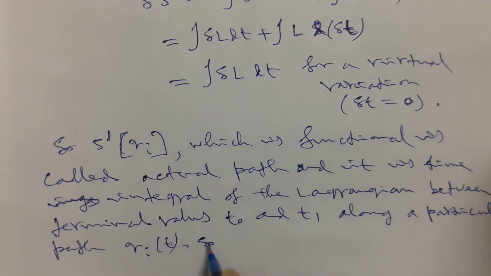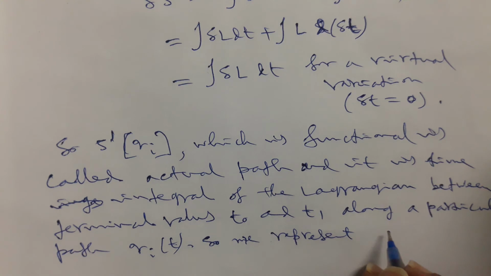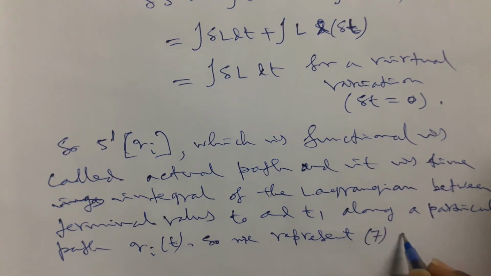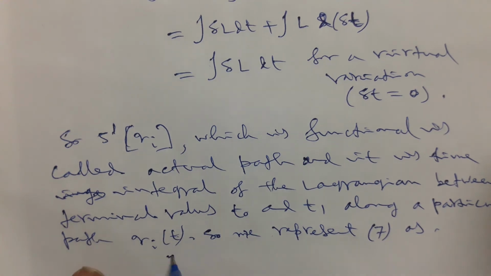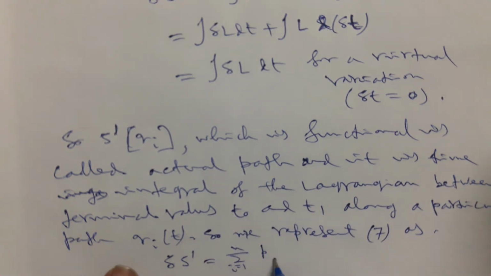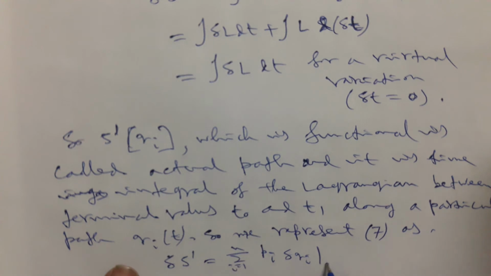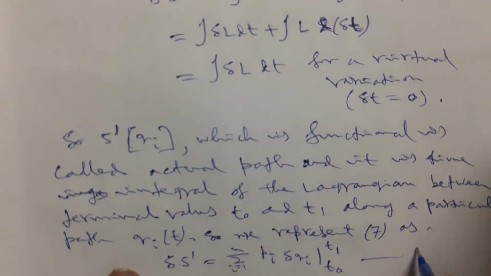So we represent equation seven as δ of S dash, that will be the sum of i equals 1 up to n, if we consider it as pi δqi, for the integral t0 to t1, taking it as equation number 9.